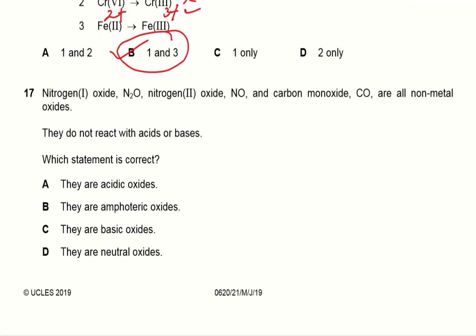Now, looking at this question, it says they do not react with acids or bases. They do not react with acids or bases, and they are all non-metallic oxides.